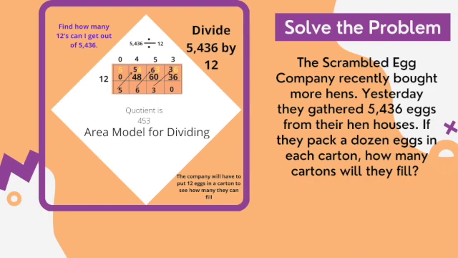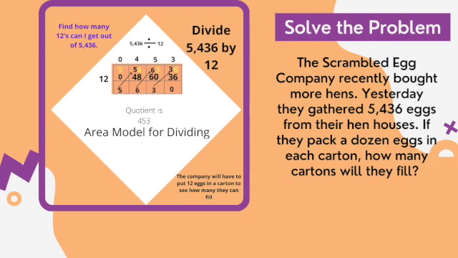63 again is more than 12, so we have to find how many 12s we can get out of that 63. Now we're going to multiply 12 times 5, which equals 60. We're going to place that 5 we multiplied 12 by over the 63, and we're going to subtract 63 minus 60, which gives us 3.